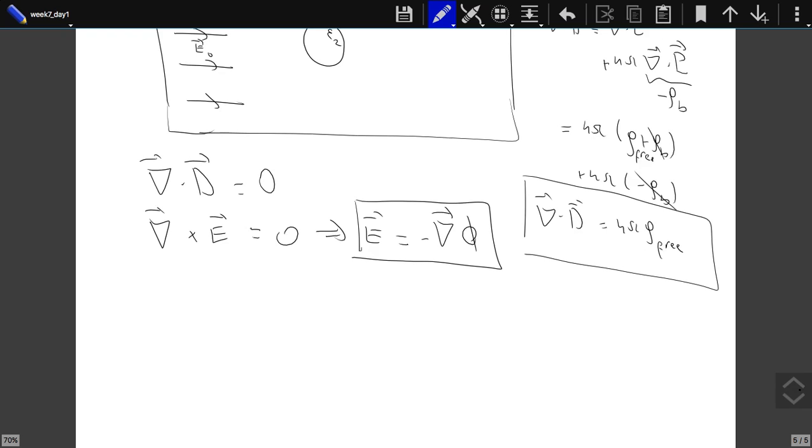Now we somehow want to put this relation between the electric field and potential into the first equation, so that we will get an equation for the potential. How can we relate the two? We have to relate somehow the displacement field and the electric field.